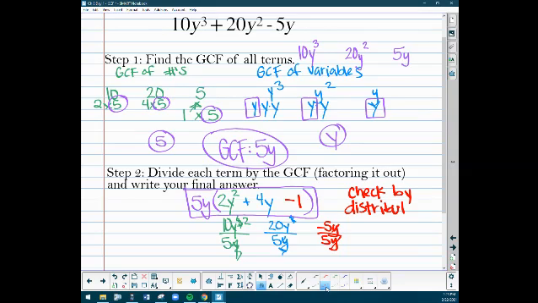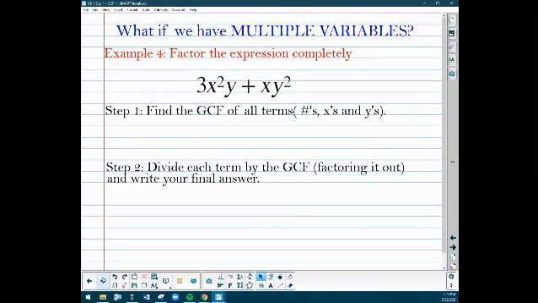But you could. If you had time and you wanted to make sure that you got it right, you could always check by distributing. Okay? Next example, what if we have multiple variables? Like this expression, 3x squared y plus xy squared.